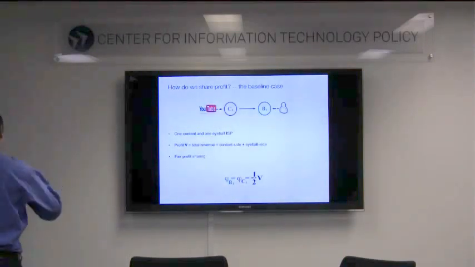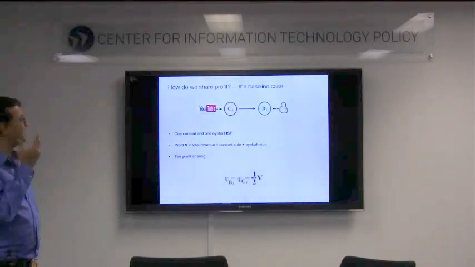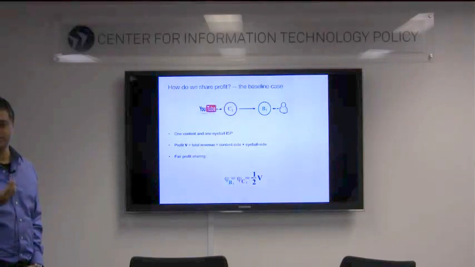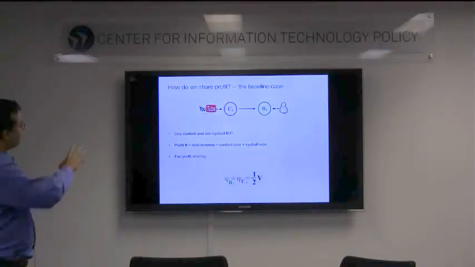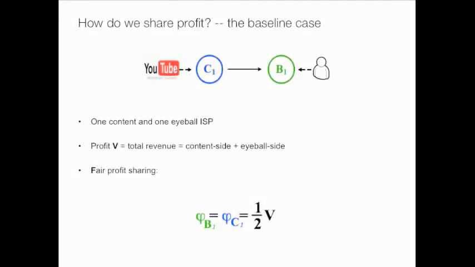Okay, so now that we have the idea of what these axioms are, let's try to analyze profit sharing amongst ISPs using these axioms. So we'll start with a baseline case where you have one content ISP, one eyeball ISP, and together they are generating some revenue or profit V.